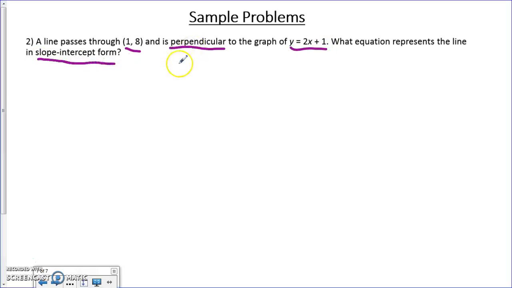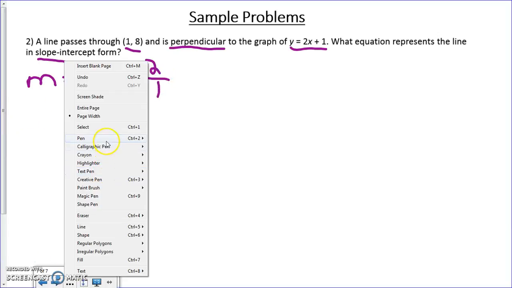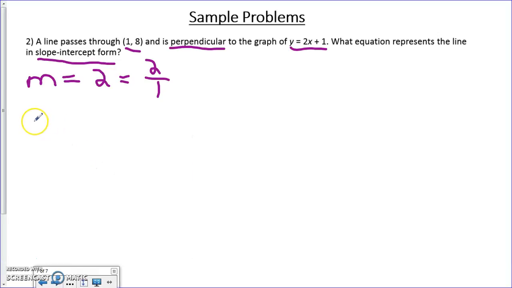So perpendicular is going to be opposite reciprocal. So the slope in y equals 2x plus 1 is 2, or 2 over 1. So our new slope, and I'll write this in a different color, is going to be the opposite reciprocal. So opposite, change whether it's positive or negative to the opposite. So this is going to be now negative. Reciprocal, flip the fraction, so it's going to be -1/2. And our point is (1, 8).